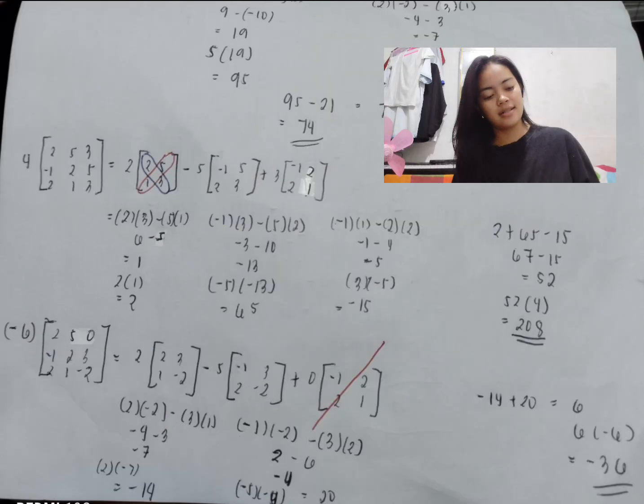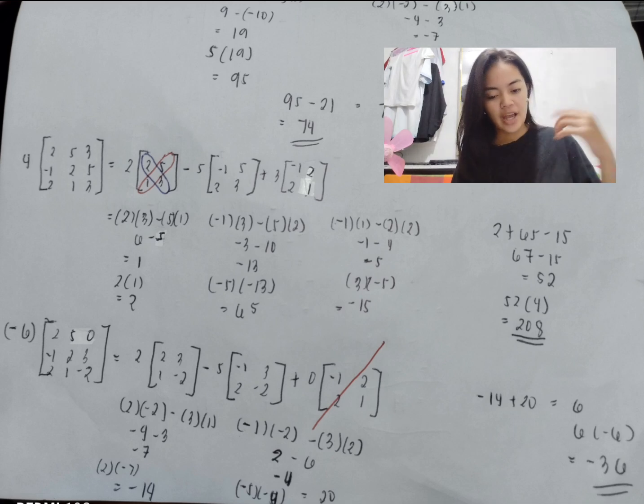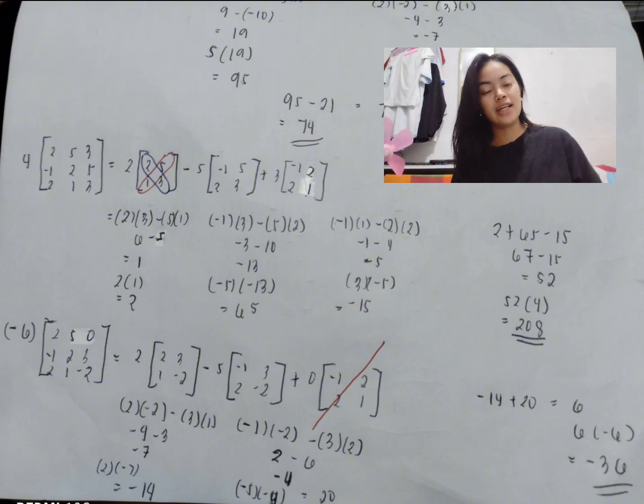The same process goes for the following matrices. For this part, we have here the 4, whose entries are 2, 5, 3; negative 1, 2, 5; and 2, 1, 3. You just need to do the same process as what we did earlier. Our answer here is 52. Let's multiply 52 by the outside number, which is 4. That's why we have here 208. The same process goes with this item. In this part, the answer is negative 36.